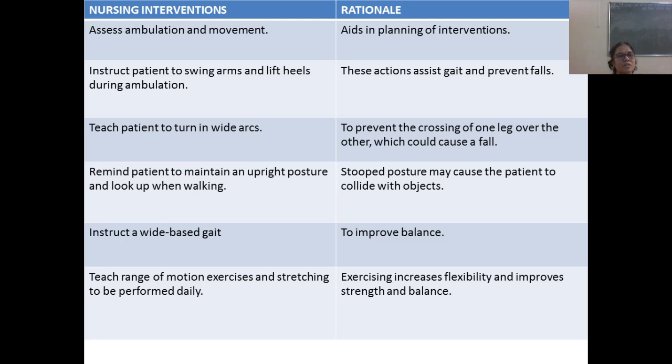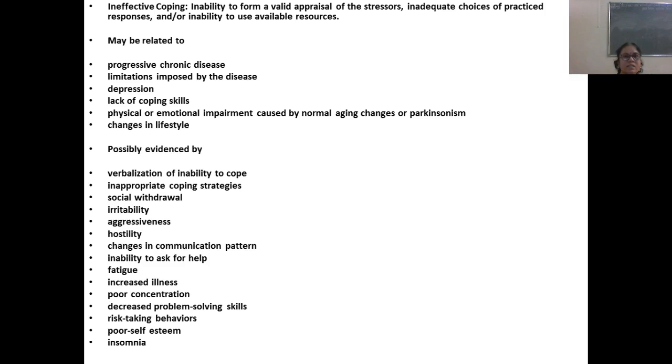The interventions are: assess ambulation and movement, which aids in planning of interventions. Instruct patient to swing arms and lift heels during ambulation. These actions assist gait and prevent falls. Teach patient to turn in wide arcs to prevent the crossing of one leg over the other, which could cause a fall. Remind patient to maintain upright posture and look up when walking. Stooped posture may cause the patient to collide with objects. Instruct a wide-based gait to improve balance. Teach range of motion exercises and stretching to be performed daily. Exercising increases flexibility and improves strength and balance.